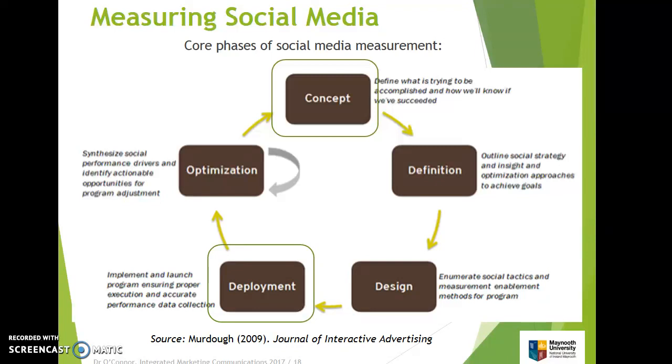This moves on to another missing line that you have in your core text, which is the deployment. So to actually implement and launch the program, ensuring proper execution and accurate performance data collection. And finally, with optimization, is to synthesize the social performance drivers and identify actionable opportunities for program adjustment. And then this leads back into the cyclical process of going back to concept. You could apply this to the Moodley Manor coursework. It's not necessarily required. It is a nice diagram. If it has relevance, then do that.